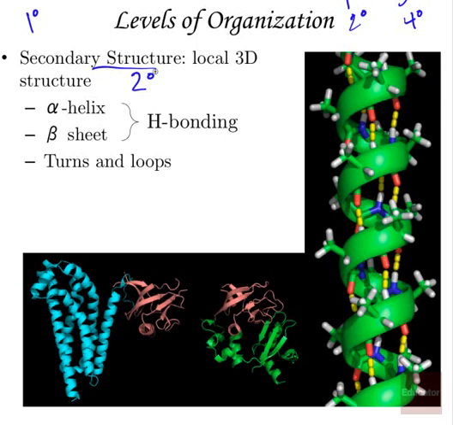So our secondary structure is just our local 3D structure. And it includes things such as our alpha helix or our beta pleated sheets and even our turns and loops. Now, our alpha helices and beta pleated sheets are held together specifically by hydrogen bonding. So if we look here, it's hard to see on here, but these yellow portions are hydrogen bonds. These are all hydrogen bonds that are keeping this helix together.